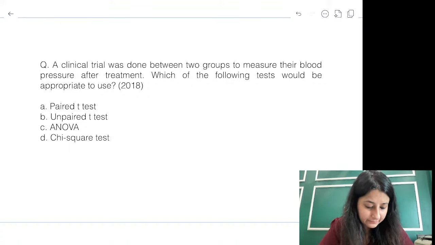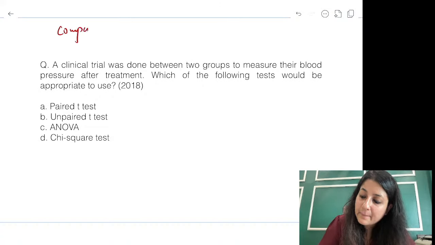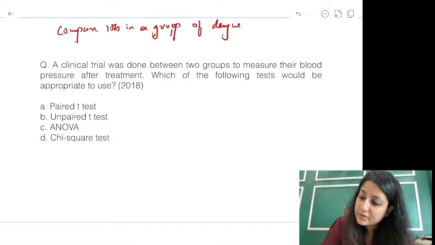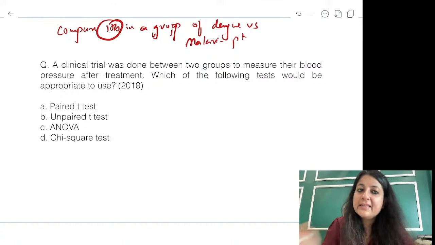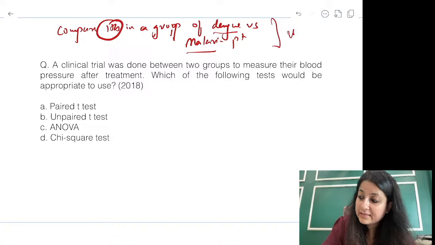A clinical trial independent 2 groups होता है धनंजय. जैसे कि compare hemoglobin. Suppose question आया compare hemoglobin in a group of dengue versus malaria patient. Now here what do you have? You have hemoglobin, that is quantitative, and you have two groups, dengue and malaria. So this is an unpaired t-test, or you could say independent t-test. ठीक है?